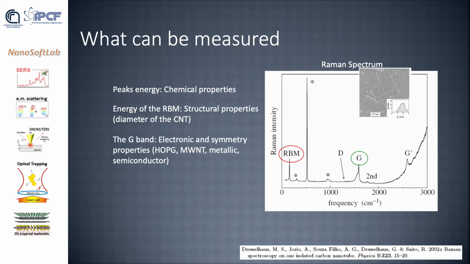The G band provides information on the electronic and symmetry properties. For example, we can understand if this nanotube is metallic or semiconducting. And the D and the G prime bands typically provide information on morphological properties and basically on the presence of defects.